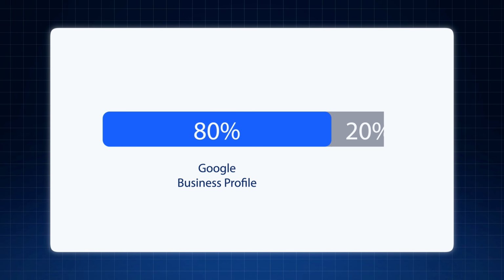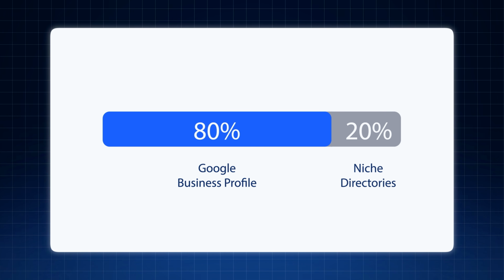And then after that, focus 80% of your review generation efforts on Google and the other 20% on driving reviews on the most critical platforms. This will create review diversity and consensus that nearly guarantees visibility on the AI platforms.